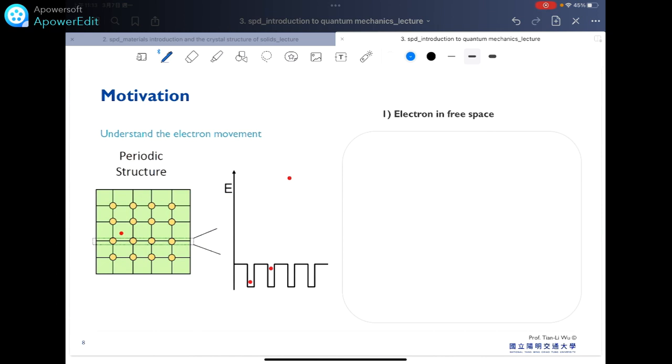Okay, so let's go back to the quantum mechanics. The purpose is to try to understand the electron movement here. So we consider the periodic structure. Once the electron is moving across this crystal, we also consider the case where this is our periodic potential, but the electron is moving far away from the periodic potential. So that actually is considering electrons in free space.